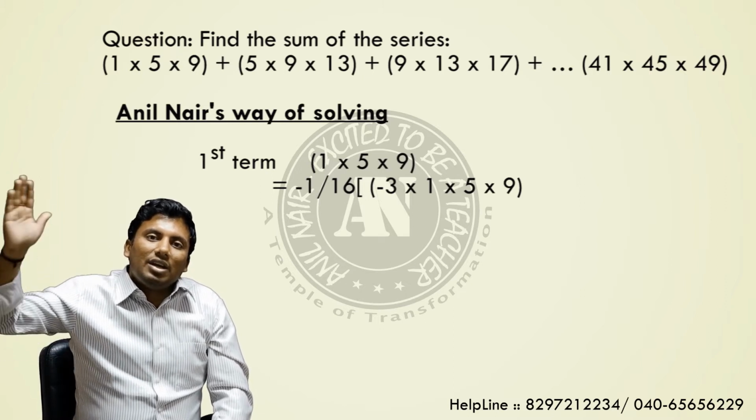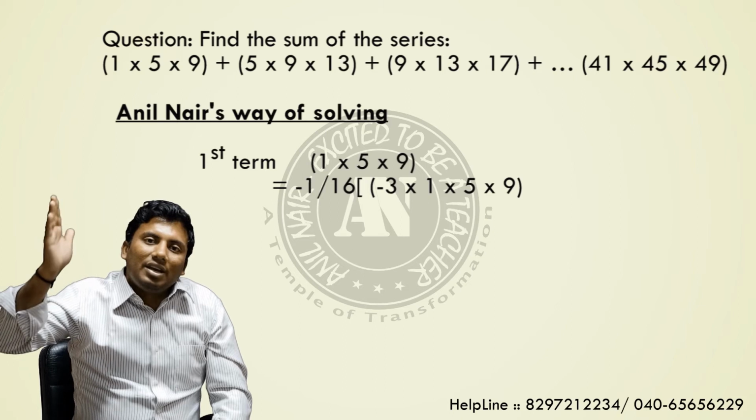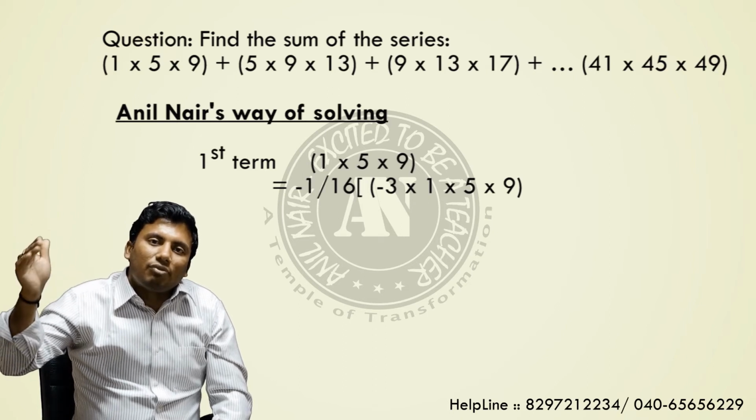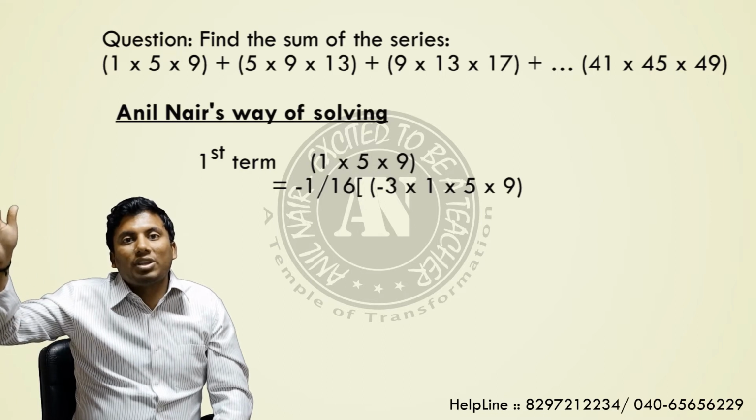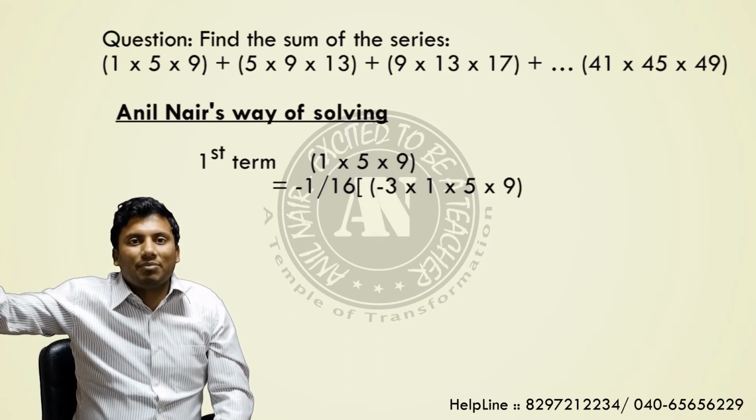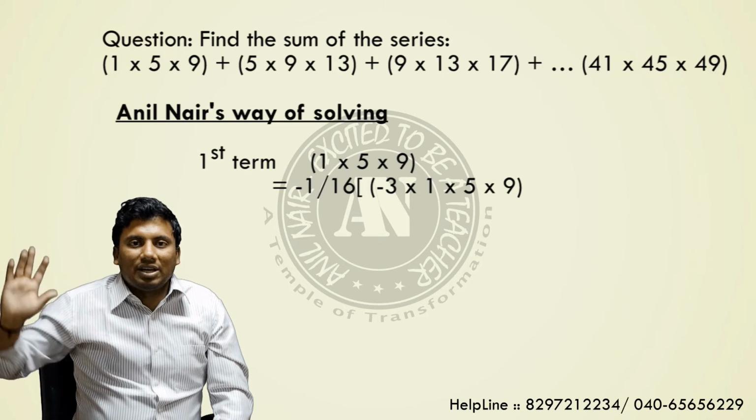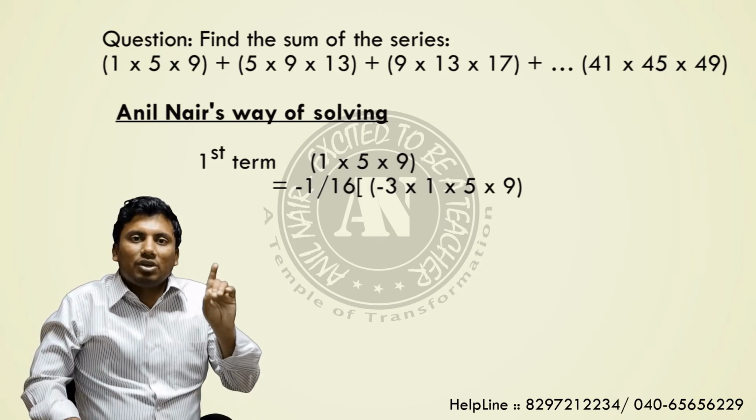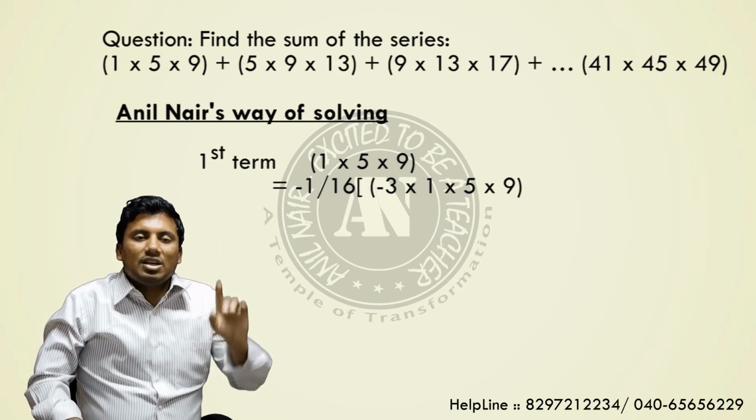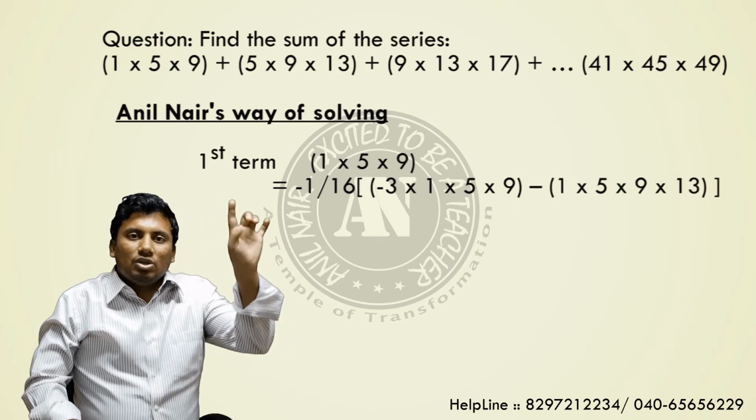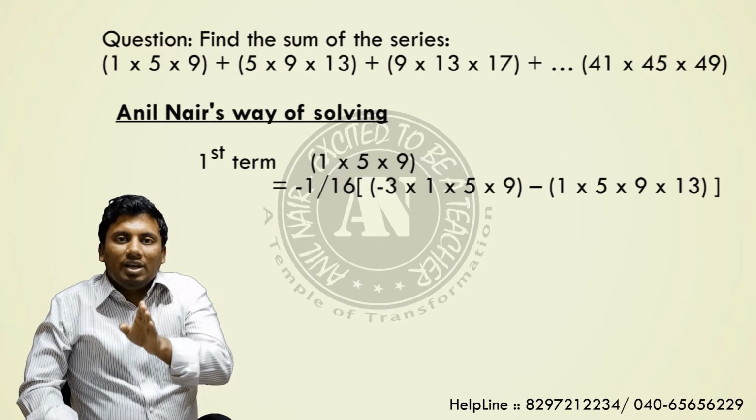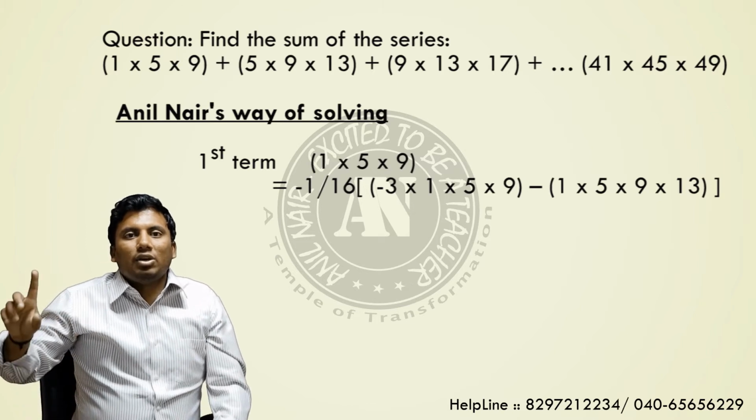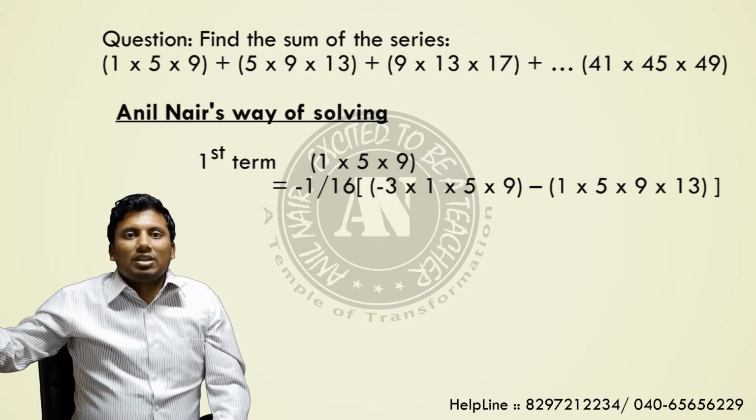Next term: write down 1 into 5 into 9. The difference between 1 and 5 is 4, and 5 and 9 is also 4. Write 4 more than the last numerical value in the term. 9 plus 4 is 13. So 1 into 5 into 9 can be written as 1 by 16 into minus 3 into 1 into 5 into 9 minus 1 into 5 into 9 into 13.